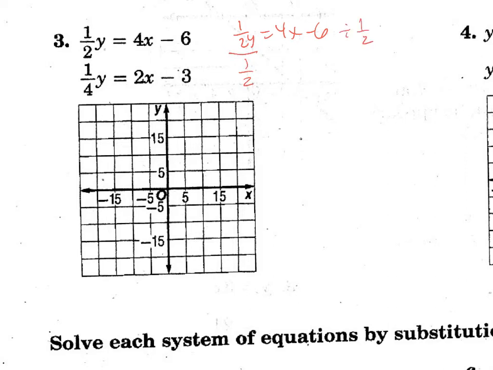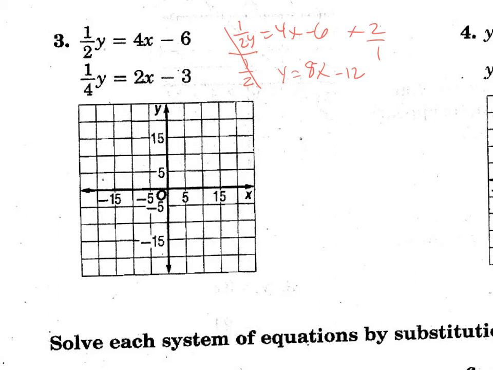Okay. And remember, when you're dividing by a fraction, you flip it and multiply times the reciprocal, the flip, right? So I'm going to flip this and multiply everything on this side times 2 over 1, or in other words, times 2. So everything. So y equals 8x minus 12, because I took everything times 2. Okay, so y equals 8x minus 12.